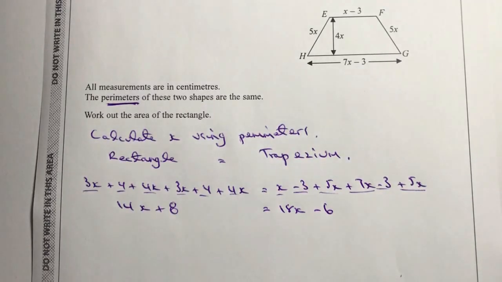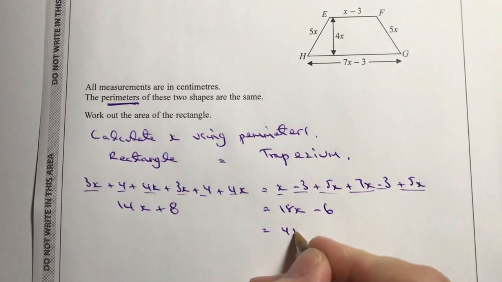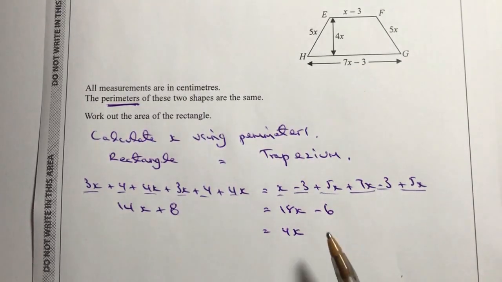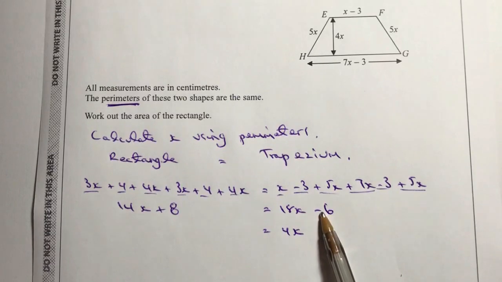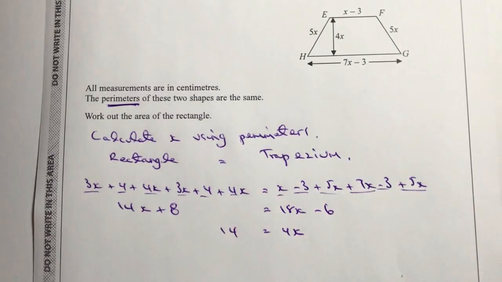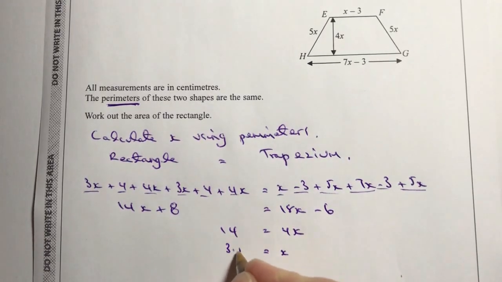So using this balanced equation now, it gives me the ability to find out the value of x, because if I take 14x away from both sides, it means on the right hand side I get 4x, and then I'm going to add 6 to both sides, and it means I lose this minus 6 here, and I'm going to get 14. So 4x equals 14, which means the value of x equals 3.5.